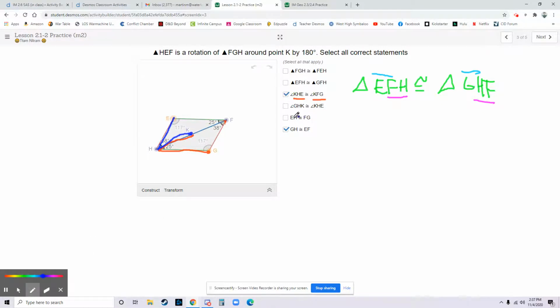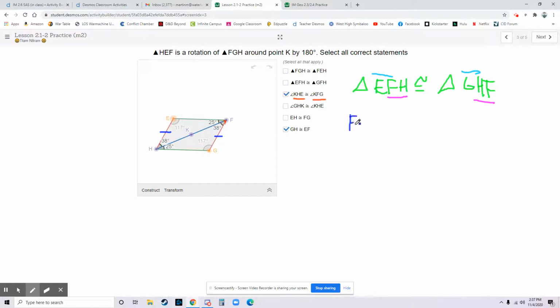Okay, EH congruent to FG. Well, is that true? Where are those segments? EH and FG, that would be, okay, here's EH, here's FG over here. Now, oh man, somebody might say, yeah, those segments are the same length, Mr. Martin. However, I'm going to be really technical here and say that those are not in the right order.